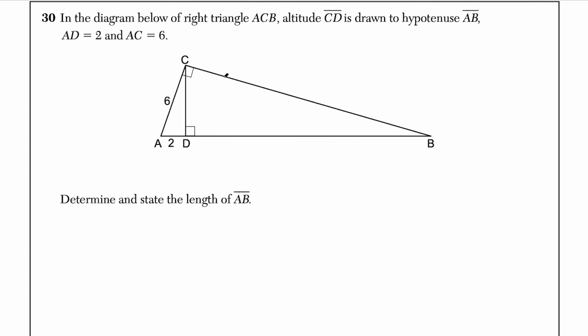Question 30, we have a diagram of right triangle ACB. Altitude CD is drawn to the hypotenuse AB, and we're told AD is 2 units long and AC is 6 units long. We have to determine and state the length of line segment AB. So for this question, the big concept we have to know is that when you have a right triangle and you draw an altitude from the right angle to the hypotenuse, the 3 triangles that you have are all similar, which means we can set up a proportion to solve for some of the missing sides.